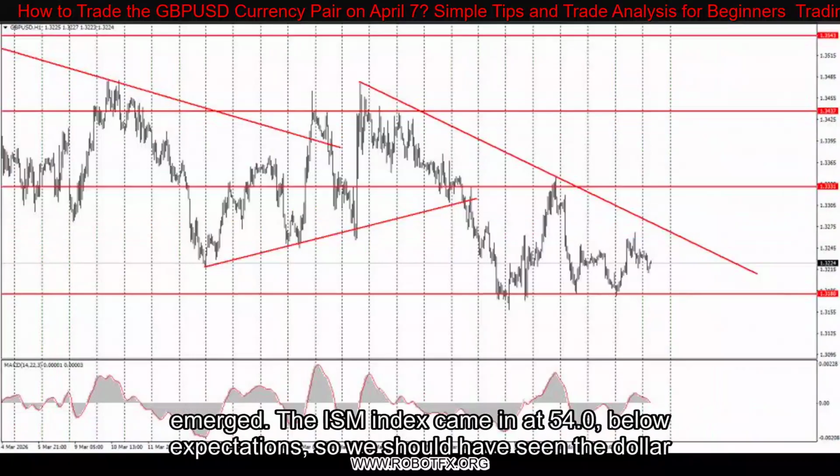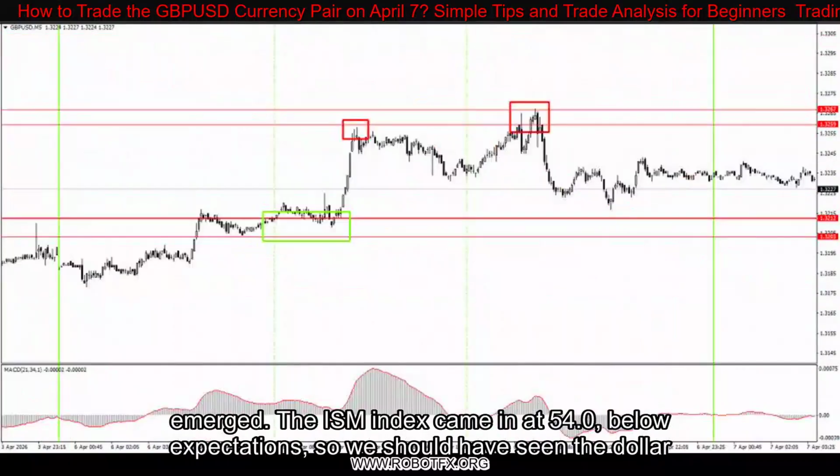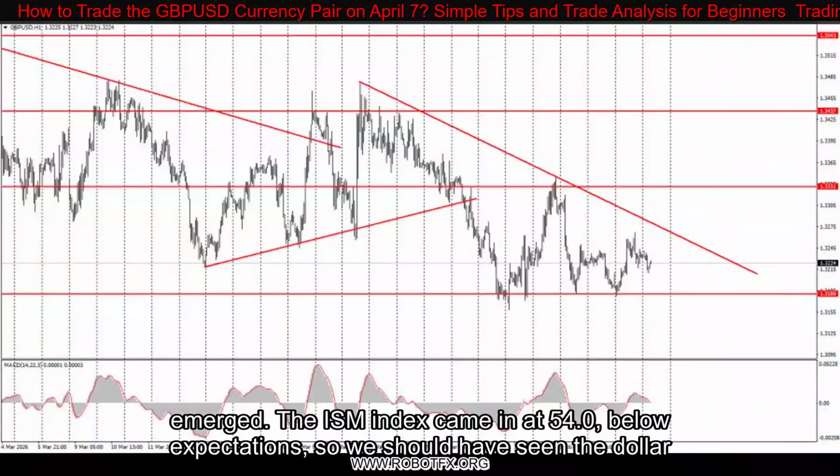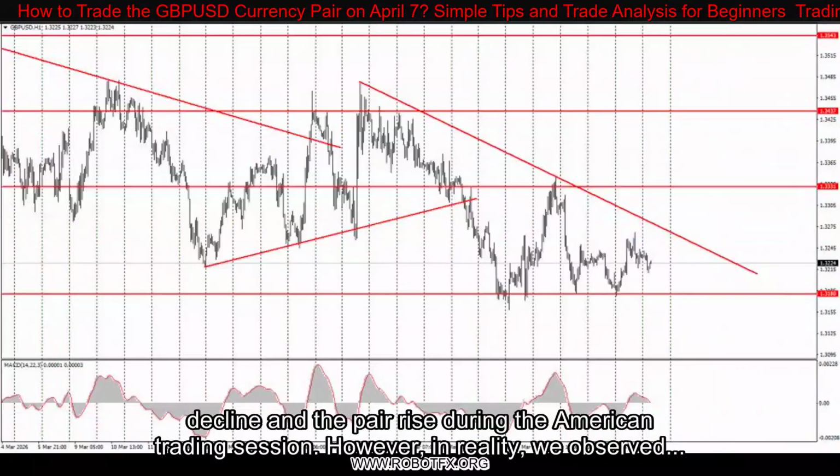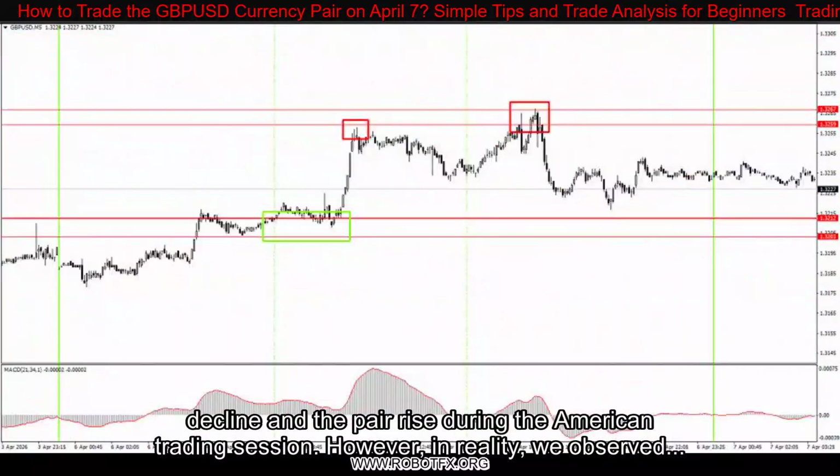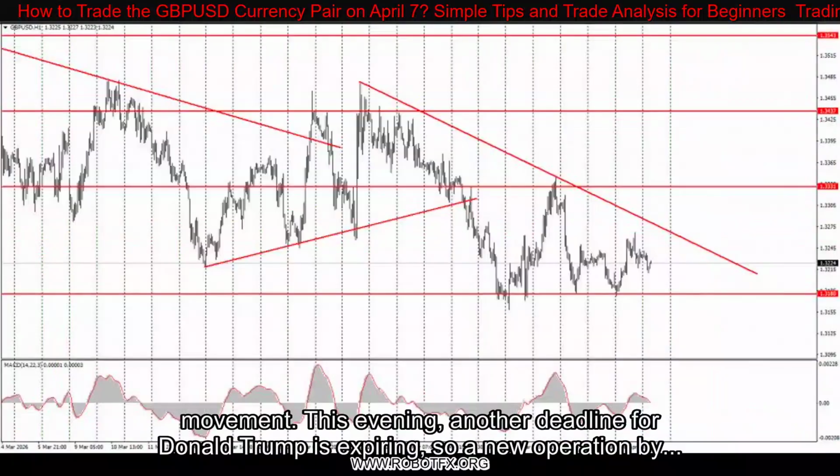Recall that on Friday, important reports like non-farm payrolls and the unemployment rate had no effect on the dollar's exchange rate, while on Monday, the ISM index for services emerged. The ISM index came in at 54.0, below expectations, so we should have seen the dollar decline and the pair rise during the American trading session. However, in reality, we observed the opposite movement.